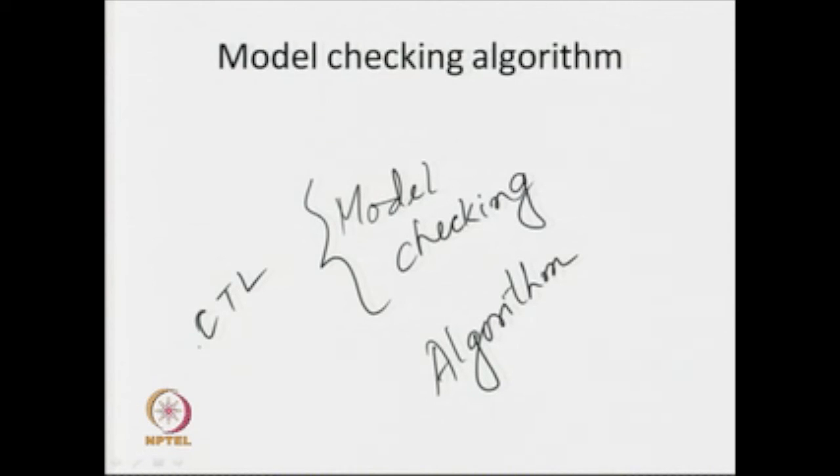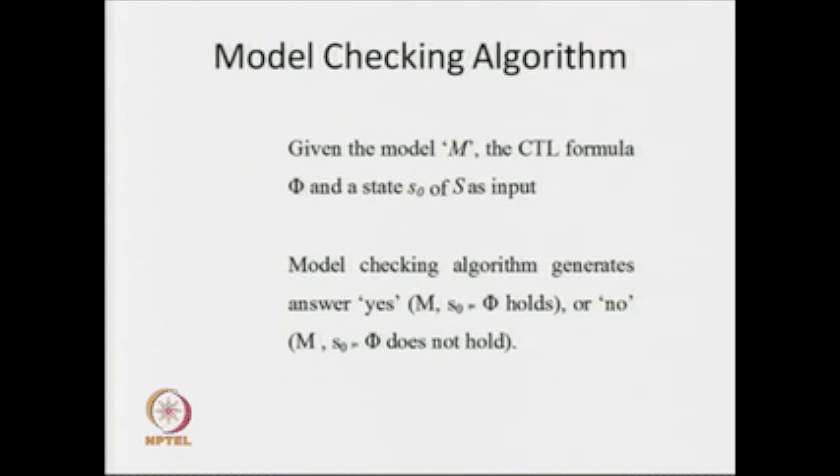Now, what is this model checking algorithm? How can we visualize it? You say that given a model M, we are having a model M and a CTL formula phi.